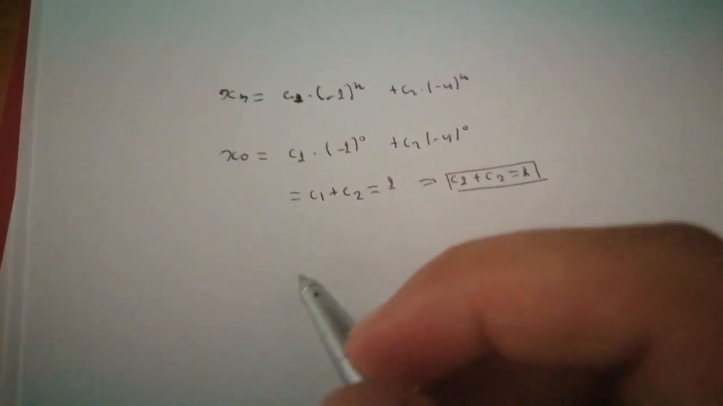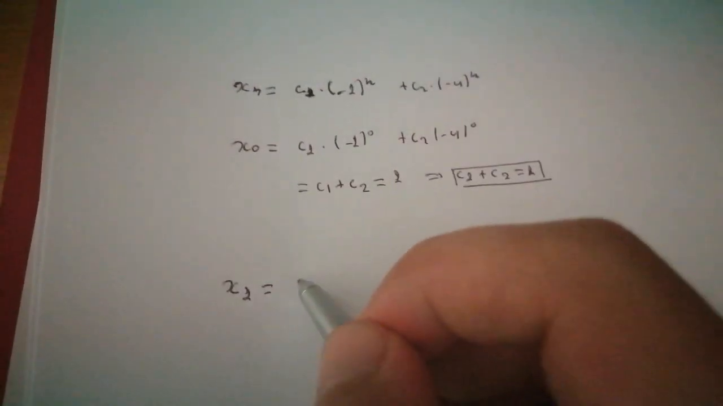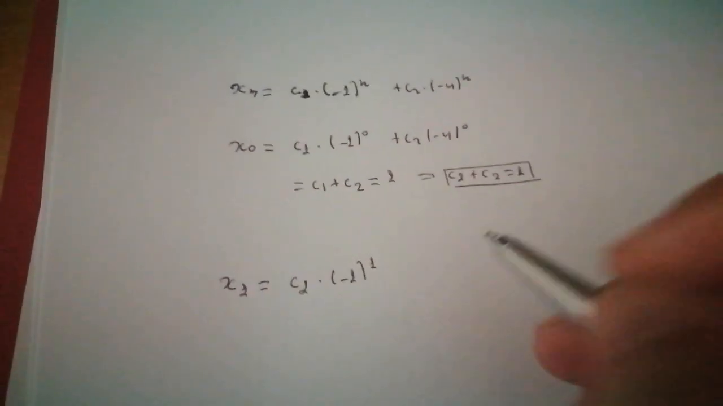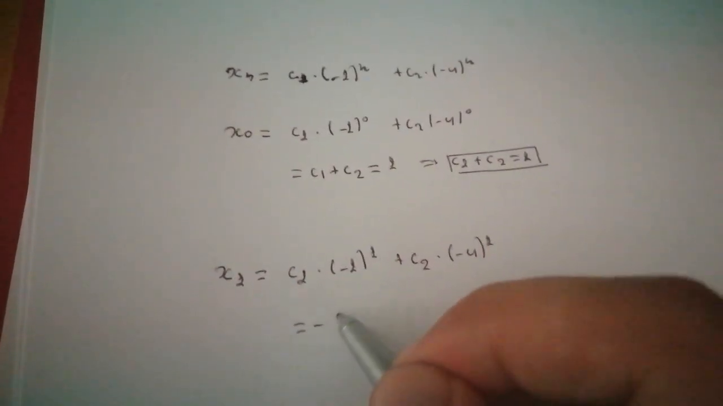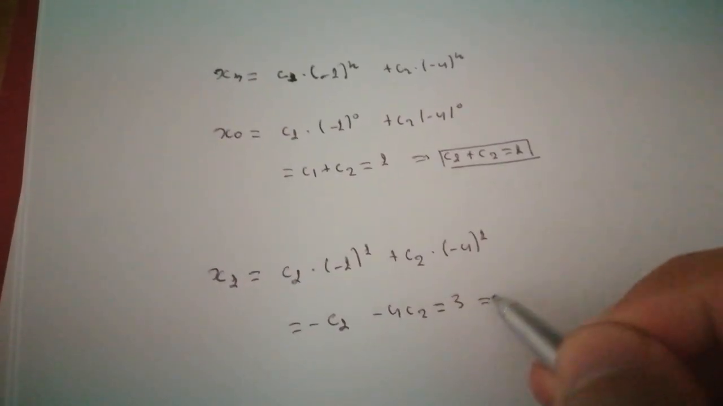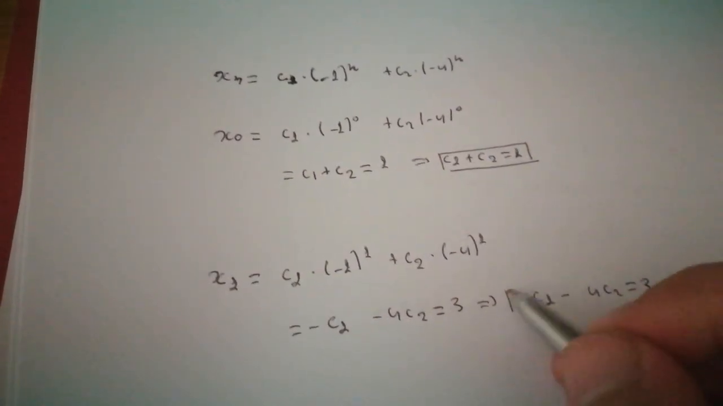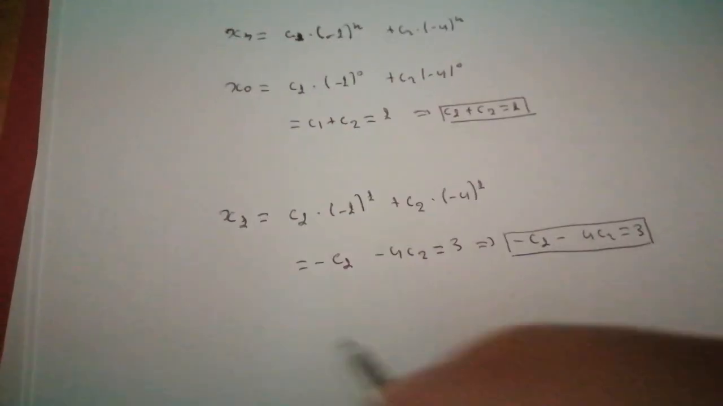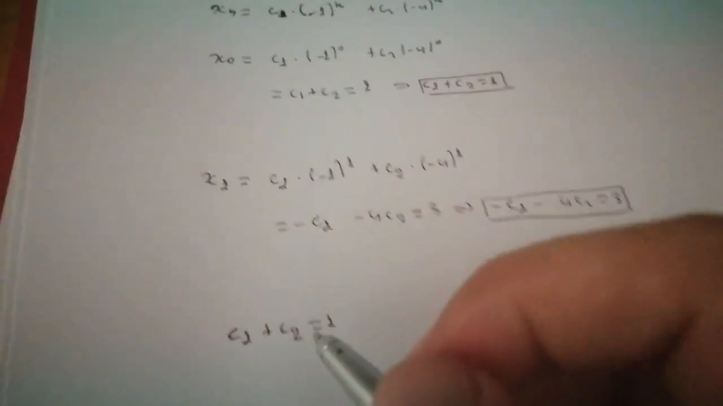Now let's use the condition that x_1 is equal to 3. For n equal to 1, we have c1 times minus 1 to the power of 1 plus c2 times minus 4 to the power of 1. So this is minus c1 minus 4c2. This is equal to 3. Minus c1 minus 4c2 is equal to 3. So we have this linear system to solve in order to find the values of c1 and c2.